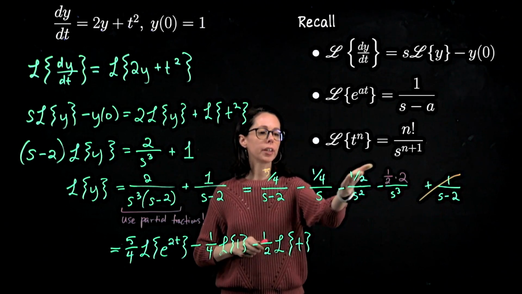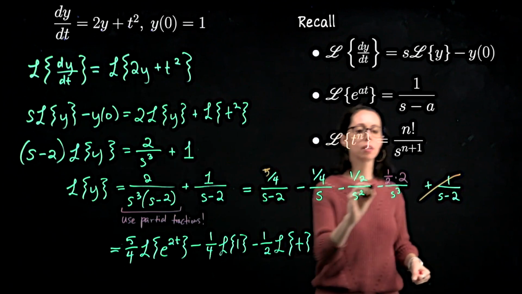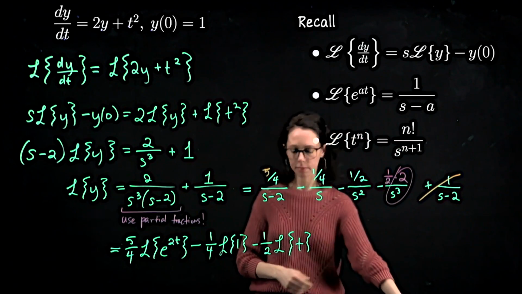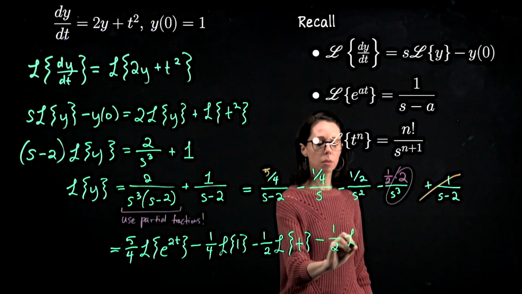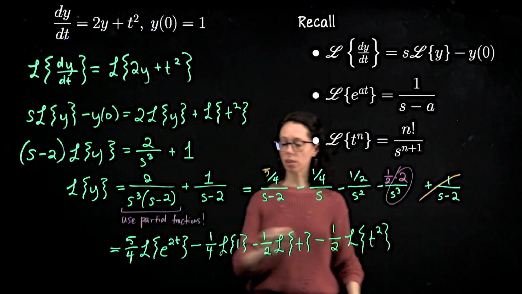The 1/2 we'll treat like we treated these other constants. That will just stay in front. But now 2 over s cubed looks like the Laplace transform of t squared. Okay, so we'll have minus 1/2 times the Laplace transform of t squared. And that is all 4 terms.